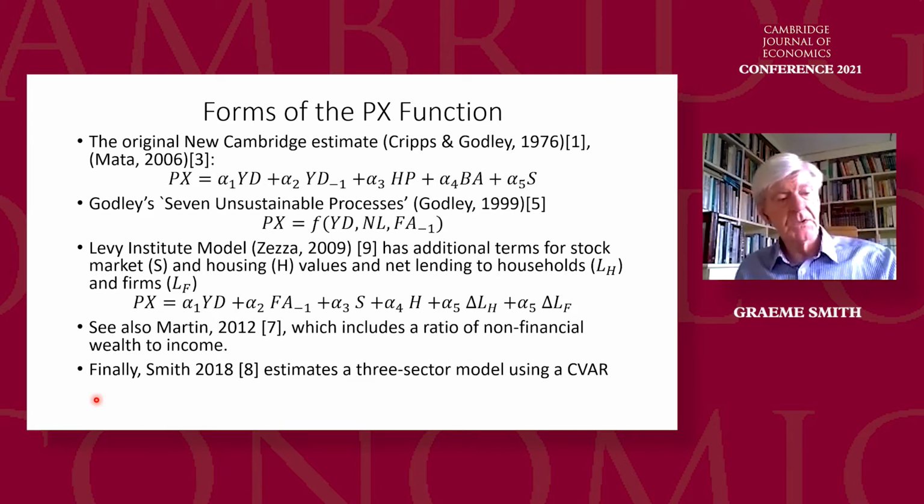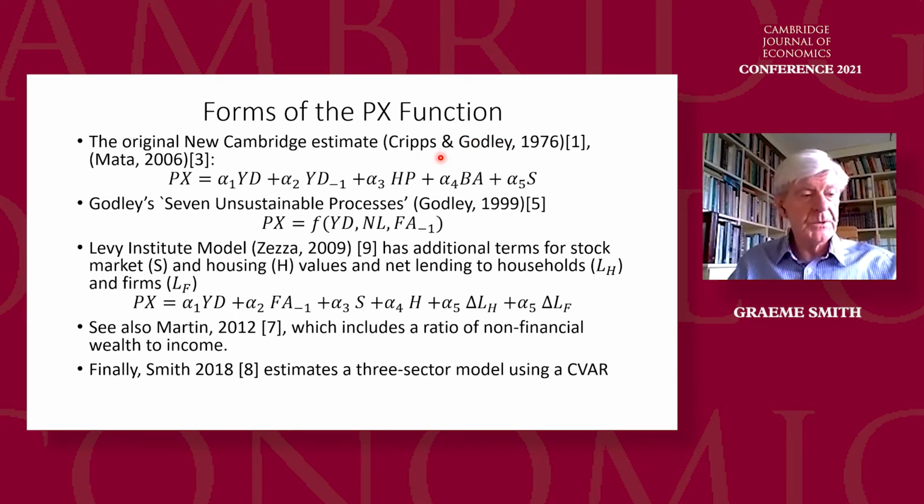Now, there have been various studies to estimate the PX function, starting with the original Godley and Cripps paper in 1976. These are studied in more detail in the paper, so I won't go into it here. Godley continued to use the aggregated private expenditure function, most notably in his prescient 1999 paper, Seven Unsustainable Processes. And from there, it made its way into the Levy Institute model, as described in Zezza's 2009 paper.